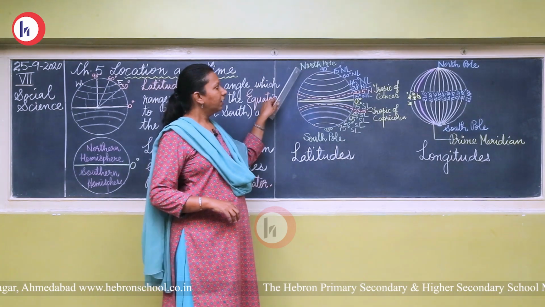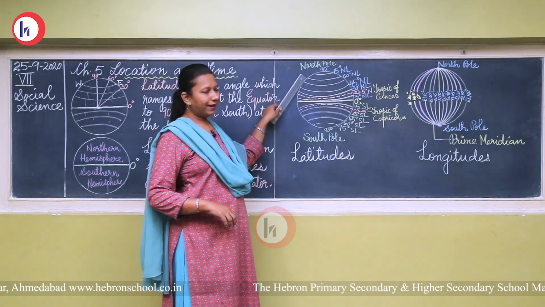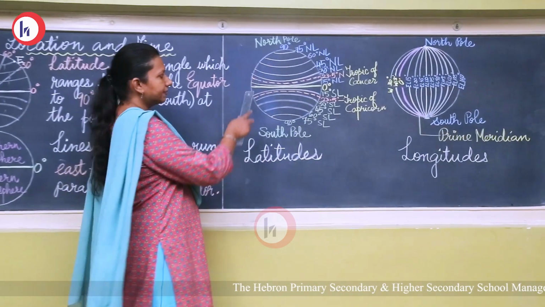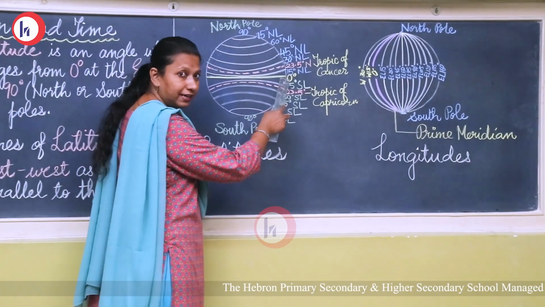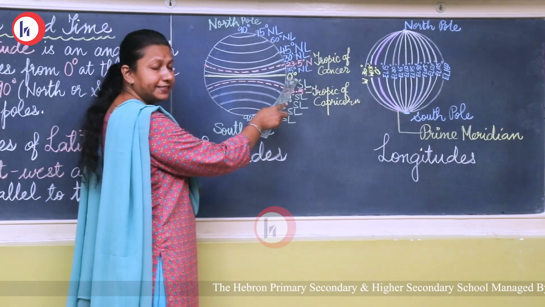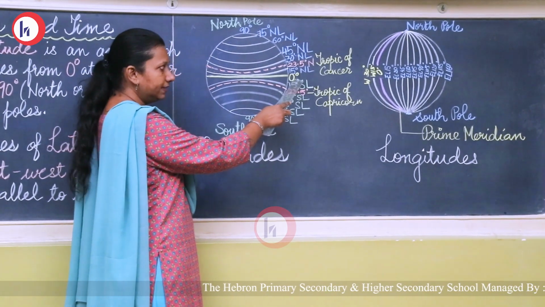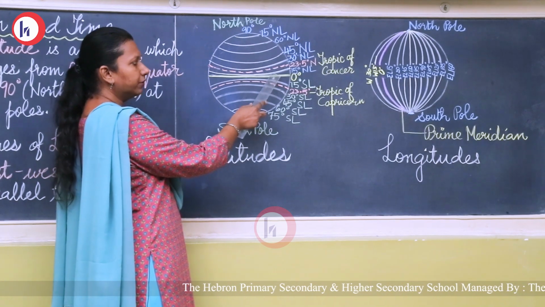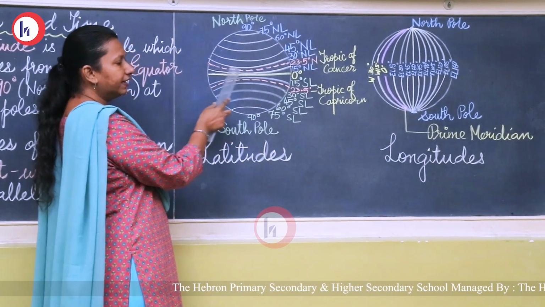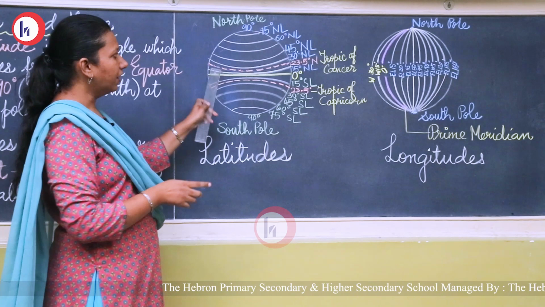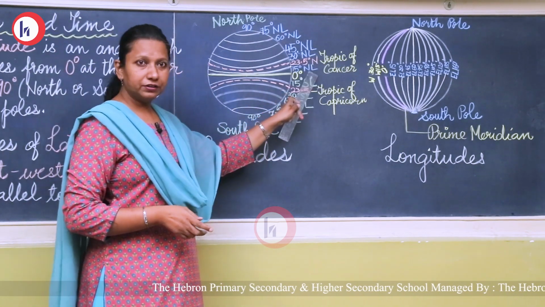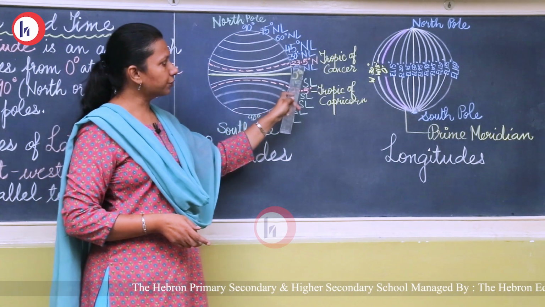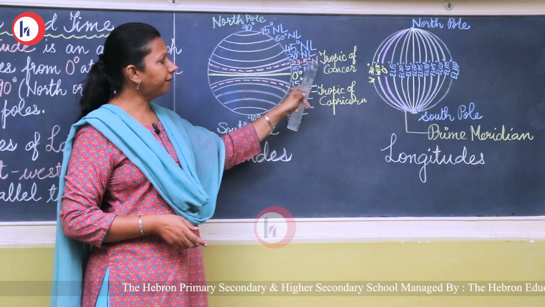Now students, look at the globe I have drawn on the board. This yellow color imaginary line is placed at 0 degree. This is the equator. 0 degree is equator. Now above 0 degree it shows 15 degree if I am talking about the northern hemisphere. So 15 degree north latitude. Then in the pink dotted line I have shown 23.5 north.